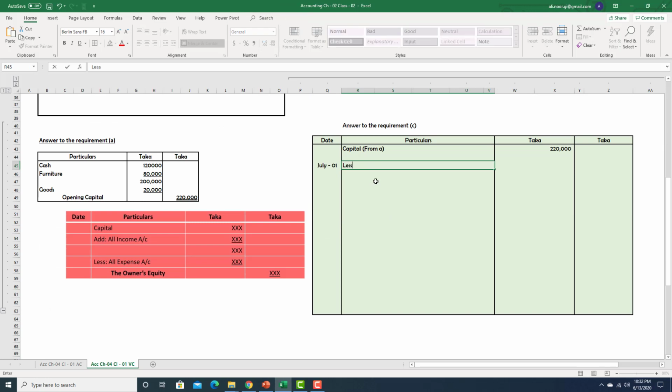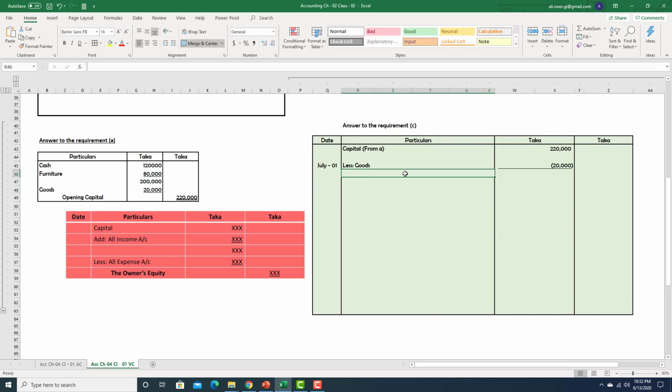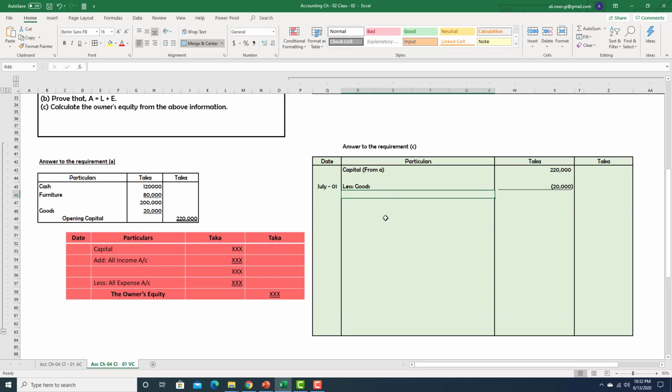So less goods 20,000. This is only for this math because the owner James started this business with goods that was purchased during the beginning of the business. So it must be subtracted from the total capital.